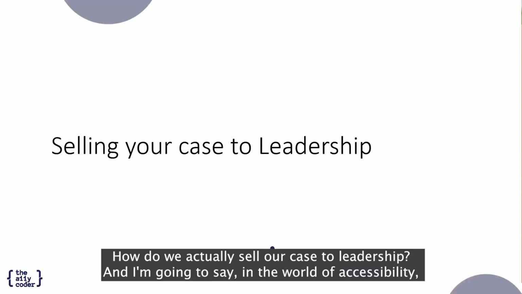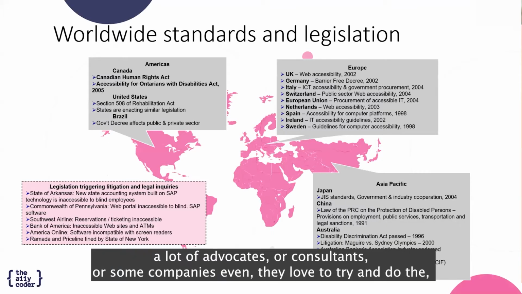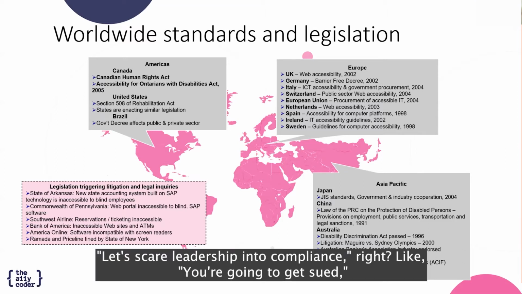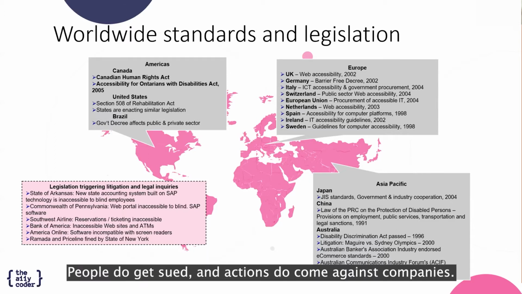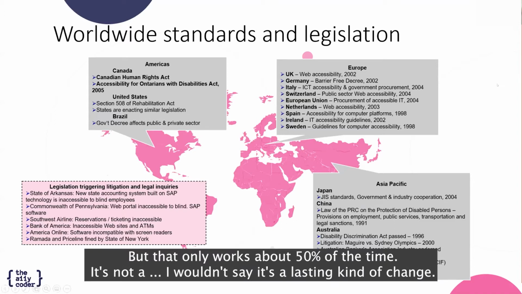So how do we actually sell our case to leadership? In the world of accessibility, a lot of advocates or consultants or even some companies love to try to scare leadership into compliance, right? Like, you're going to get sued or legal action is going to come against you. That is a real factor. People do get sued and actions do come against companies. But that only works about 50% of the time. I wouldn't say it's a lasting kind of change.